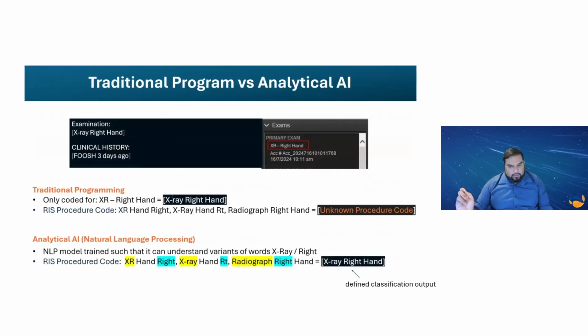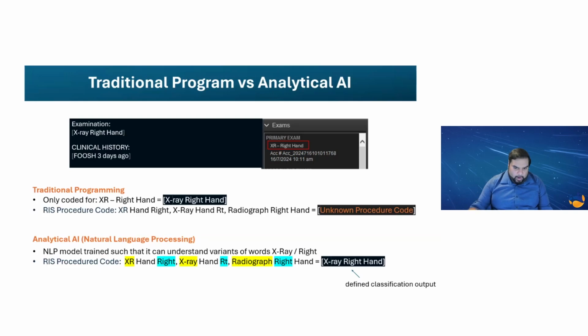Everything's easier to understand with examples. So a good example of traditional programming we see every day as radiologists is when VR software autofills the examination header based on a procedure code. Simple programming can easily make XR-right hand from the procedure code convert to X-ray right hand in the report examination heading.